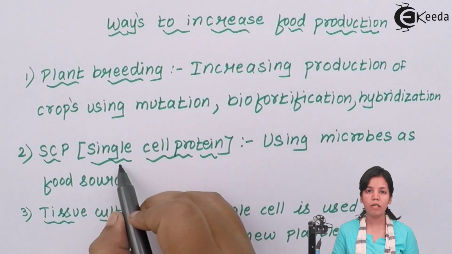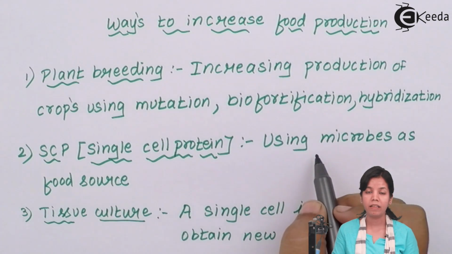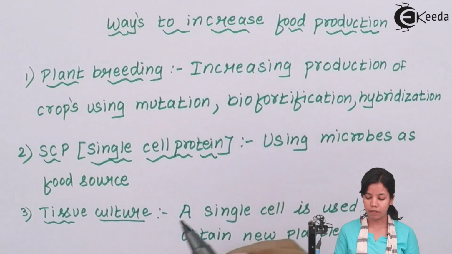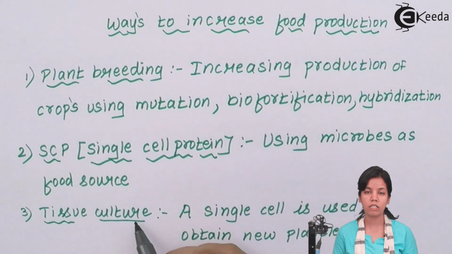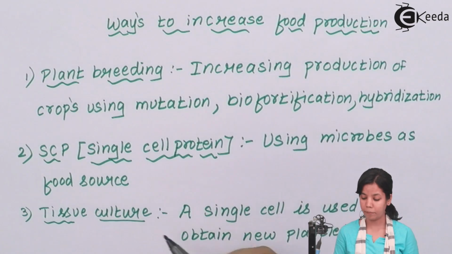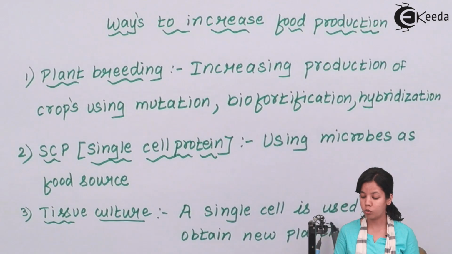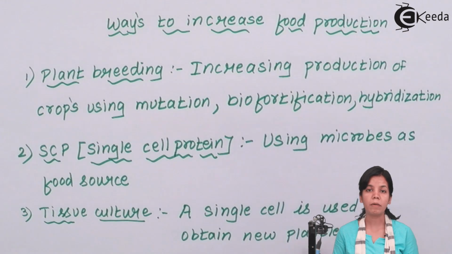It meant using microbes as a source of food. An example of this could be mushroom or spirulina, which can be used as a source of food. The third and most useful method was tissue culture. It meant a single cell is used to obtain a new plantlet. From a single cell, under sterile conditions and using plant media, you can grow a new plantlet. For example, using a single carrot cell, you can grow the whole carrot plant under sterile conditions.